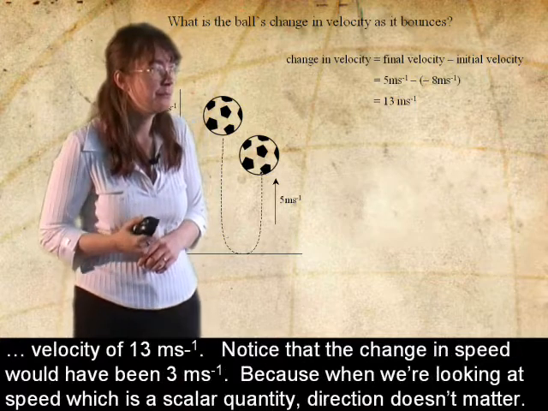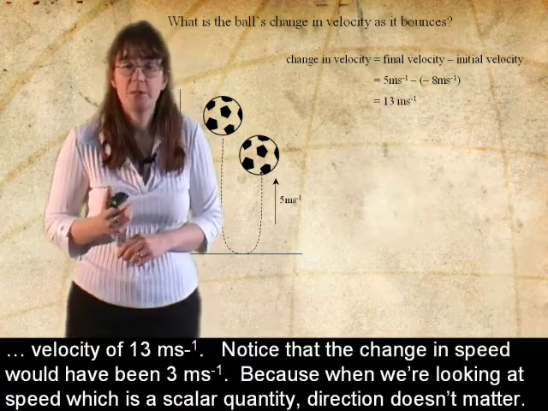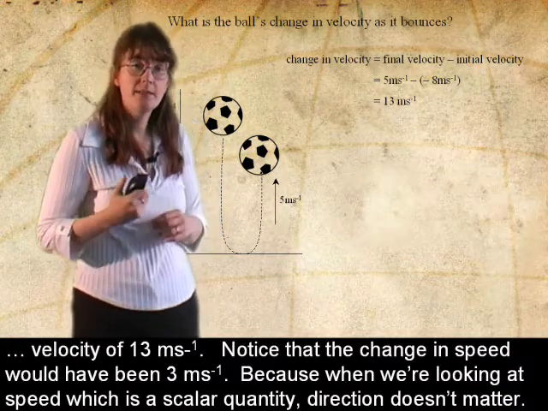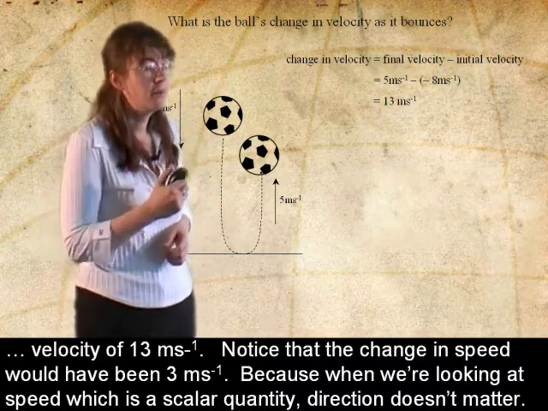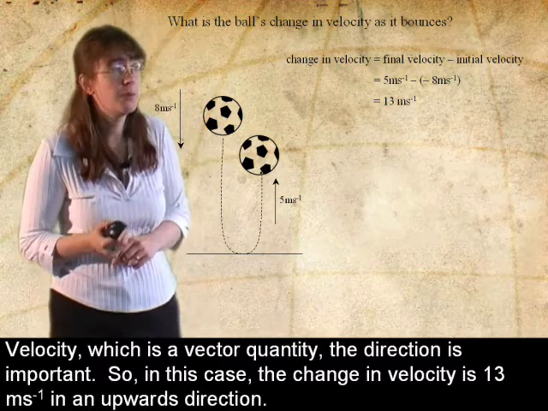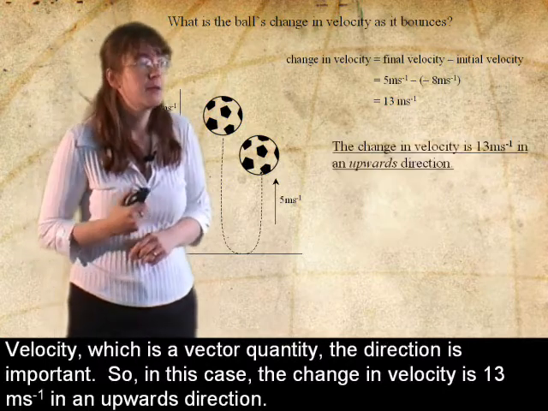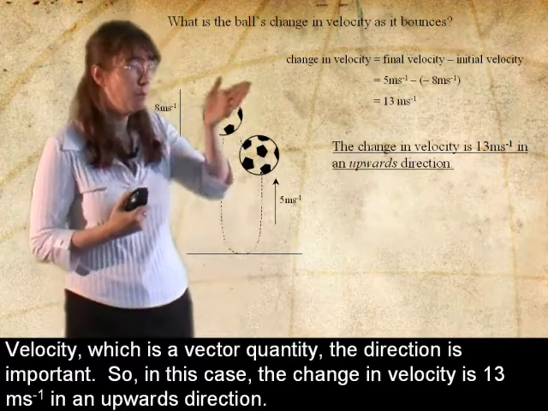meters per second. Notice that the change in speed would have been 3 meters per second, because when we're looking at speed, which is a scalar quantity, it doesn't matter about direction. But for velocity, which is a vector quantity, the direction is important. So in this case, the change in velocity is 13 meters per second in an upwards direction.